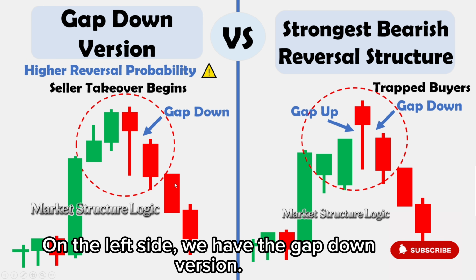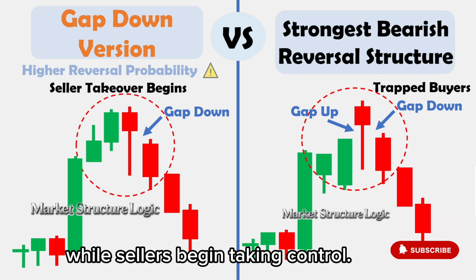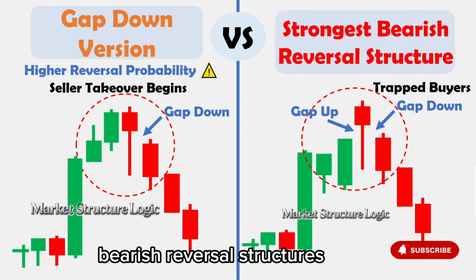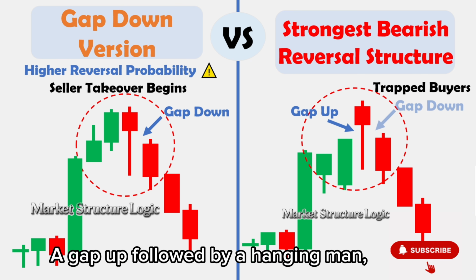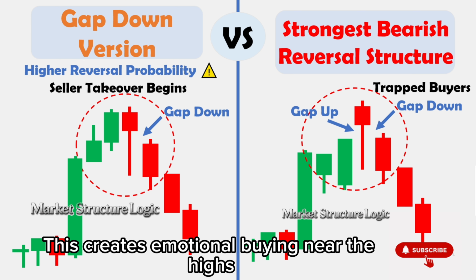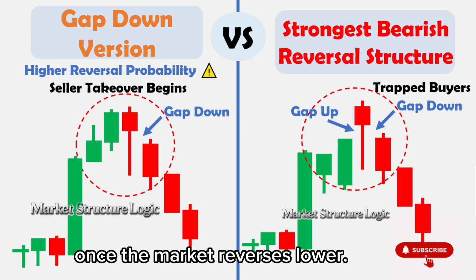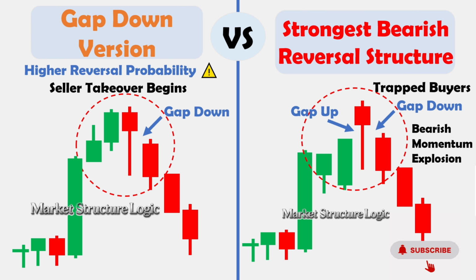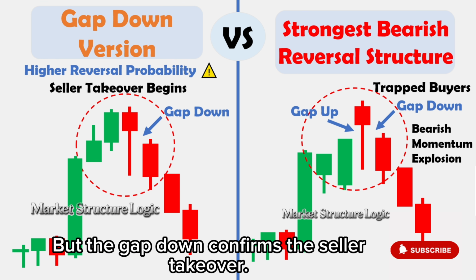On the left side, we have the gap down version. This confirms that buyers fail to defend the market, while sellers begin taking control. But on the right side, we have one of the strongest bearish reversal structures in technical analysis. A gap up, followed by a hanging man, and then a bearish gap down confirmation. This creates emotional buying near the highs, trapped buyers, and aggressive panic selling once the market reverses lower. That's why this setup can produce extremely strong bearish reversals. Remember, the hanging man creates the warning, but the gap down confirms the seller takeover.